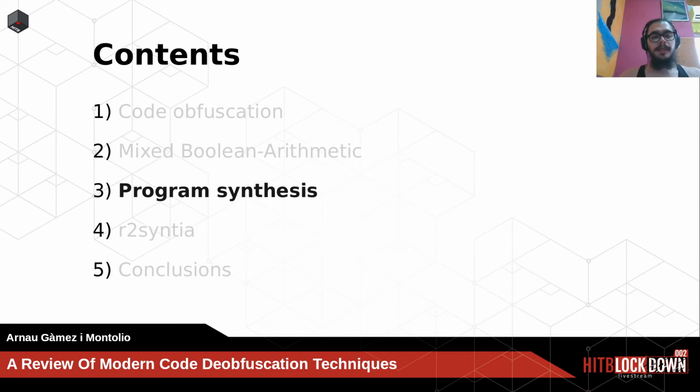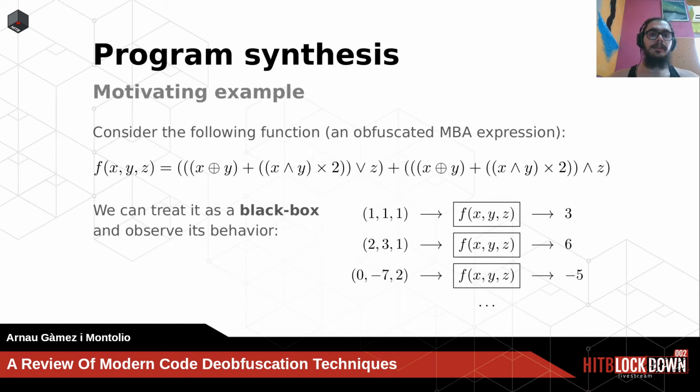So let's go now right into the program synthesis part, and I will start with a motivating example. Consider the following function, which represents an obfuscated MBA expression, and we are interested in its behavior. We are just going to treat that function as a black box, throw some inputs, and observe the output. Let's just observe how it behaves, without paying attention to the internal details that define it. So we treat it as a black box, we throw some inputs, and we get the outputs.